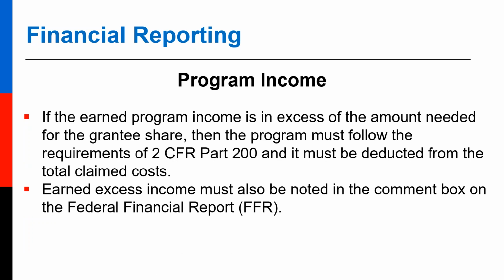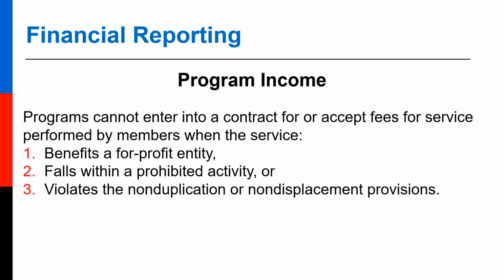In the event that the program has earned program income in excess of the amount needed for the grantee share, then they have to follow the requirements of 2 CFR Part 200, and it must be deducted from the total claim cost. The earned excess income must also be noted in the comment box on the federal financial report. Programs cannot enter into a contract for or accept fees for services provided by members when the service benefits a for-profit entity, falls within a prohibited activity, or violates the non-duplication or non-displacement provision.